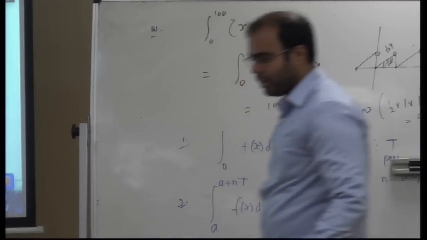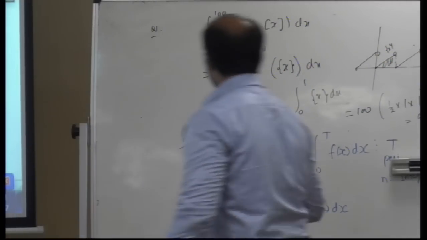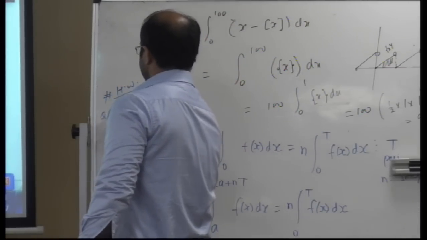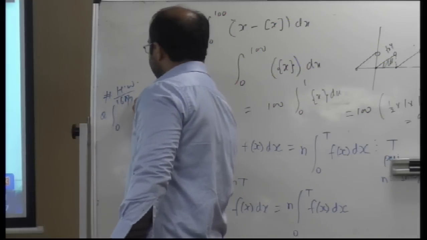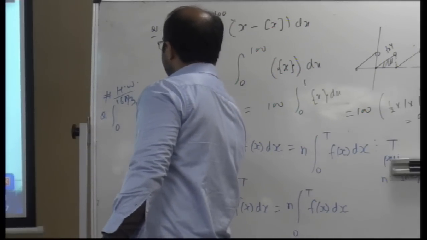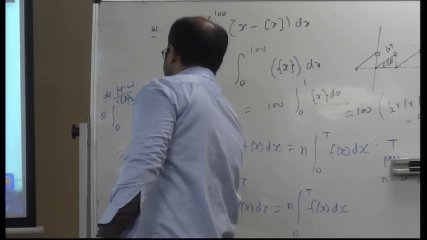Finally, one more question, you can write it as homework and do it later on. Find the value of the integral from 0 to 16 pi by 3 of mod of sin x dx, and the value of this is 21 upon 2, which you should get as the answer.